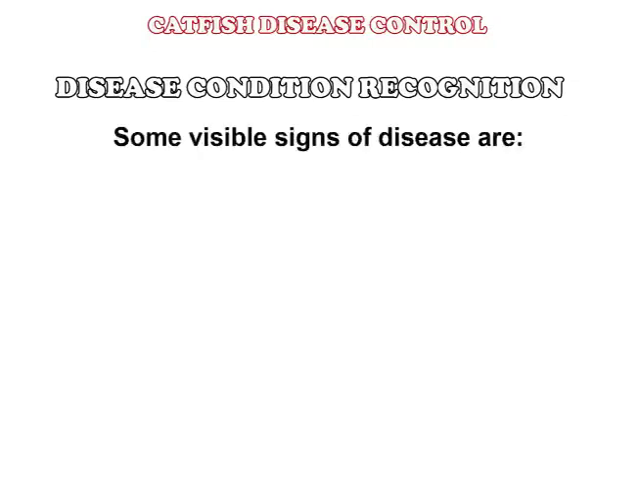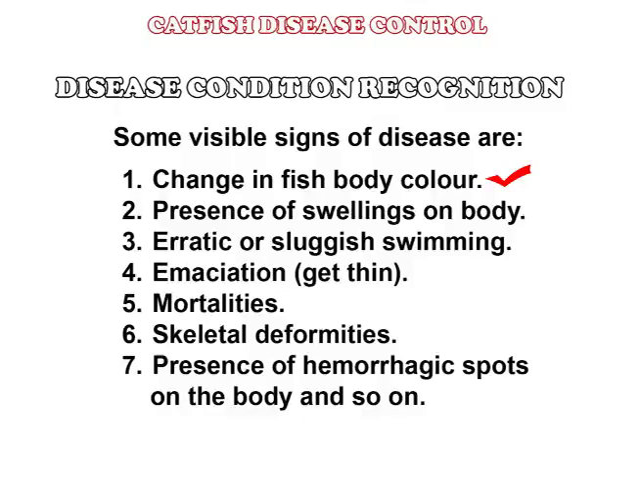So, how do you recognize disease condition? Ability to recognize disease condition in a fish population is essential to early detection and effective control. Some visible signs of diseases are: 1. Change in fish body color. 2. Presence of swellings on body. 3. Erratic or sluggish swimming. 4. Emaciation, that's getting thin, fish getting thin. 5. Mortality. 6. Skeletal deformity. And 7. Presence of hemorrhagic spots on the body and so on.